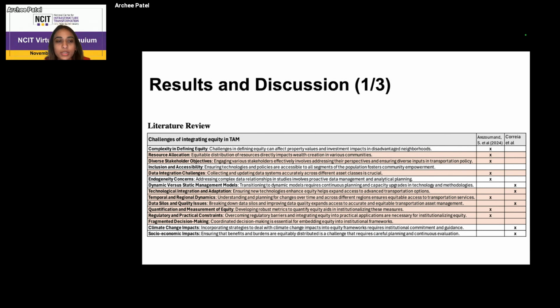Let's talk about 1 or 2 examples of the challenges that I found through literature. First one is complexity in defining equity. Challenges in defining equity affect how resources will be allocated, which impacts property values and investments in disadvantaged areas. Second one is inclusion and accessibility. It is very important to make sure that policies and technologies are accessible to all segments of the population.